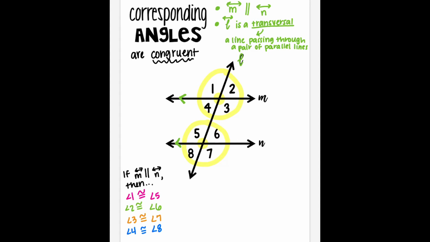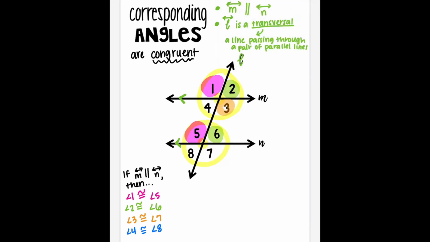So angle 1 is in the same position as angle 5, right? They're both in the top left of the intersections. Then angle 2 is in the same position as angle 6. They're in the top right.